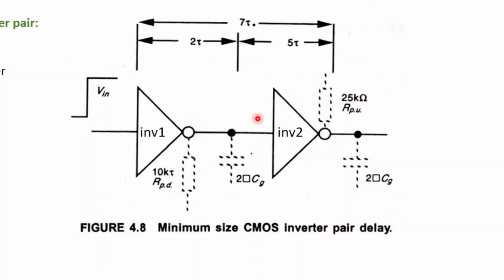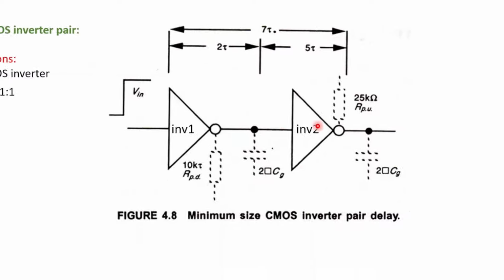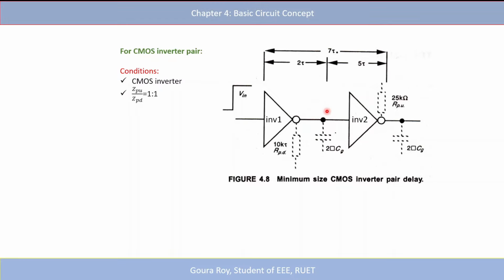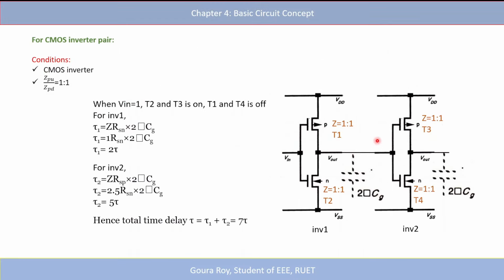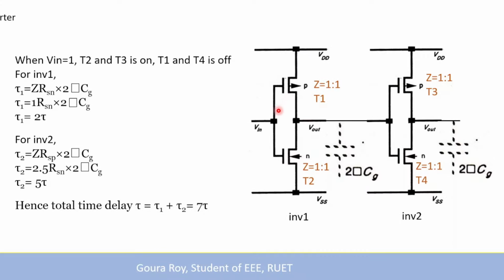Now we will see how these delays come about. To do this, if you elaborate the circuit, it will look like this. Note that the gate capacitance is double that of the NMOS depletion mode inverter since the input of a CMOS inverter is connected to both transistor gates. When input is 1, transistors T2 and T3 are on. On the other hand, T1 and T4 are off. Now assume that the delay for inverter 1 is tau 1 and the delay for inverter 2 is tau 2. Tau 1 is Z RSN multiplied by 2 square Cg.